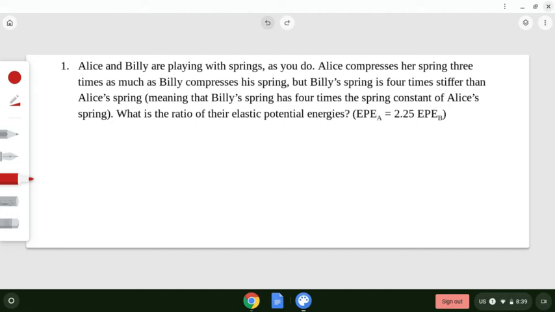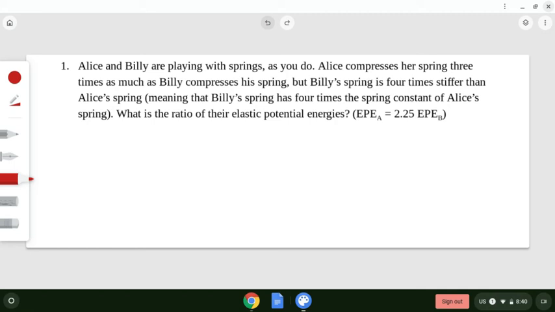So we've got Alice and Billy playing with springs, as you do. Alice compresses her spring three times as much as Billy compresses his spring, but Billy's spring is 4 times stiffer than Alice's spring. What that means is that Billy's spring has 4 times the spring constant of Alice's spring. So what is the ratio of their elastic potential energies? So there's our answer, EPE_A equals 2.25 EPE_B.